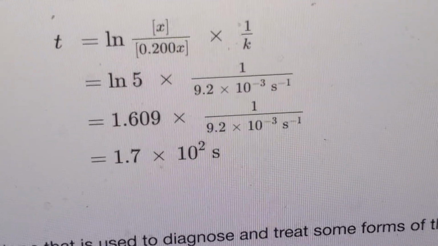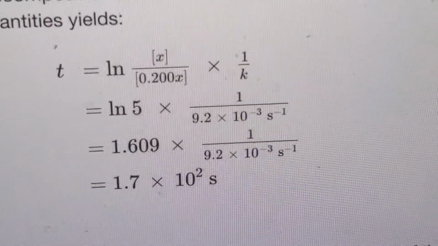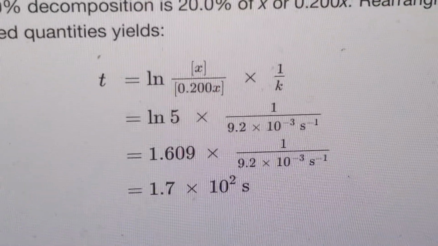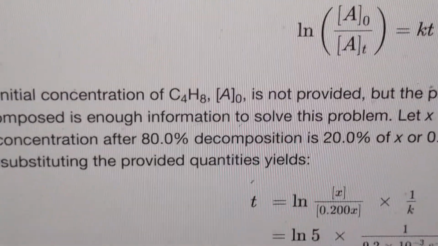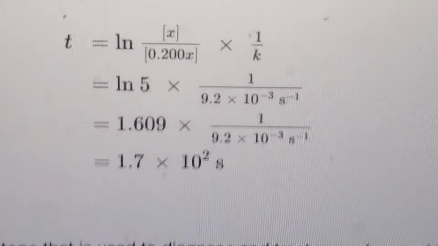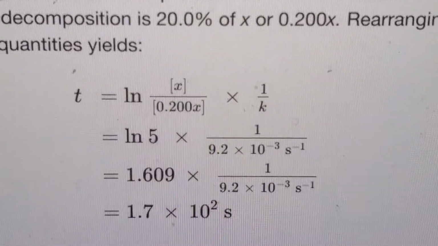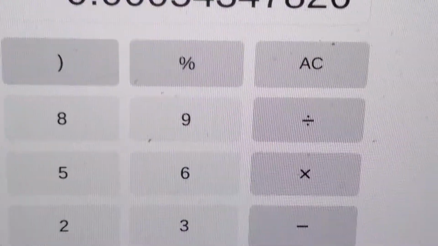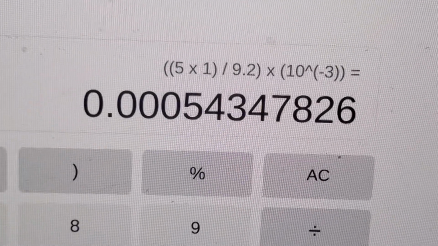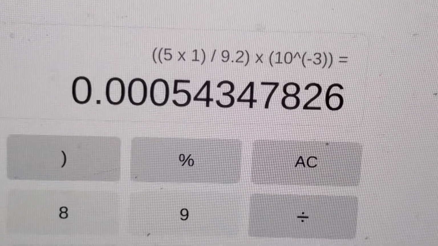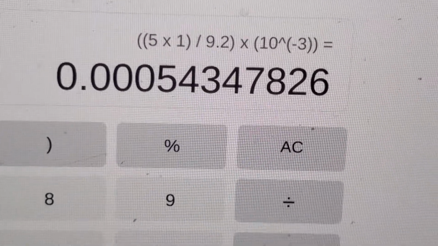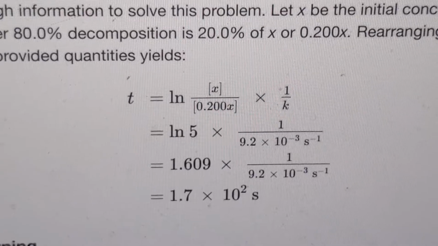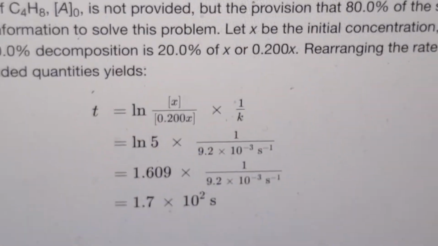Okay, guys? I got 1.65 times 1 to the whatever it is. And that gives me the wrong answer. Because I'm supposed to be getting the answer of 1.609, not 0.00054347826, which is way off. I did the math correctly. I don't understand why it's not right.